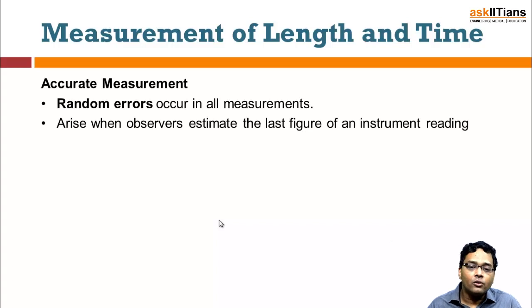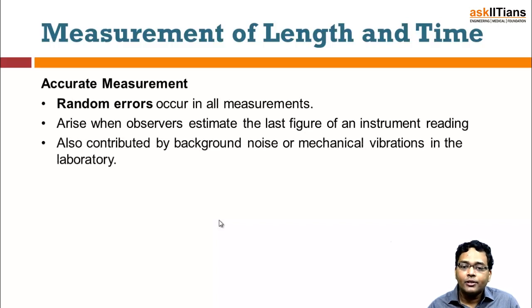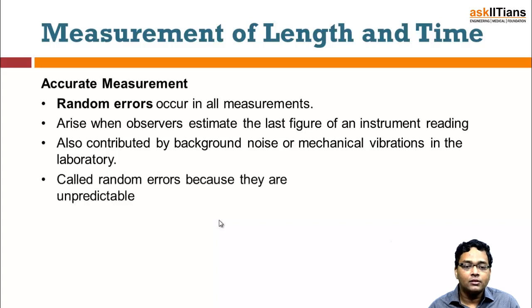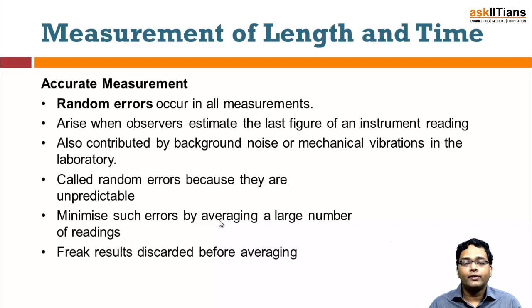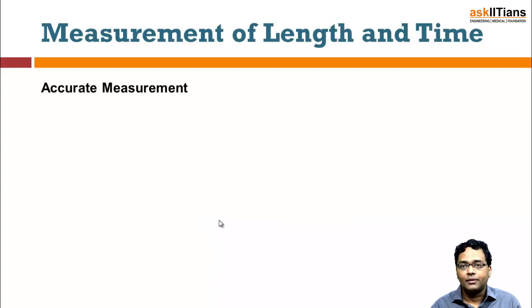It can arise when observers estimate the last figure of any measurement using any instrument. It can be contributed by background noise or mechanical vibrations. These are called random errors because they are completely unpredictable. These can be minimized by averaging a large number of readings. If for any particular measurement you take 5 to 10 to 20 readings, then if you take an average, the amount of random error is going to be minimized. There can be some errors which may be just out of the box, so you can get rid of those. The freak results can be disregarded.